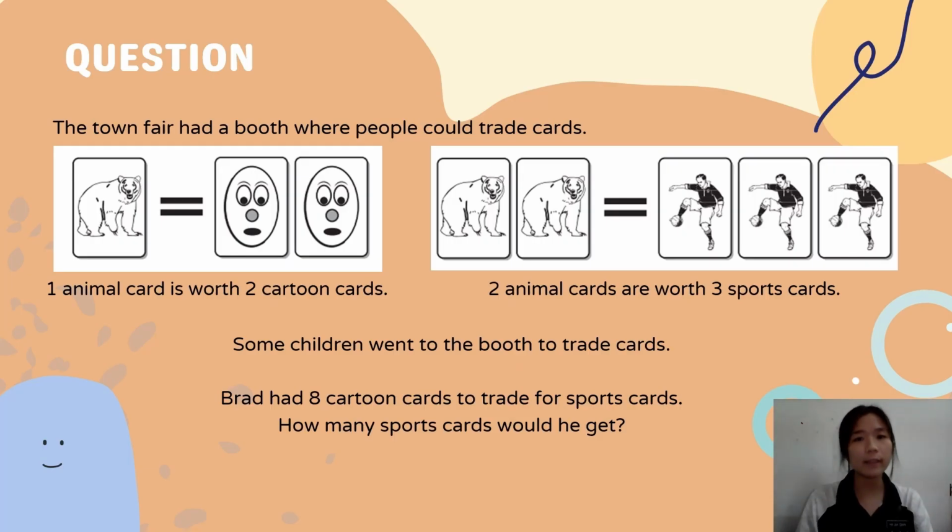Our question is taken from TIMSS 2011 4th grade Mathematics Concepts and Mathematics Items. The name of the question is Trading Cards. The topic we have chosen is based on the application of reasoning in numbers and operations. Let's see the question. The town fair had a booth where people could trade cards. One animal card is worth 2 cartoon cards, and 2 animal cards are worth 3 sports cards. Some children went to the booth to trade cards. Brett had 8 cartoon cards to trade for sports cards. How many sports cards would he get?